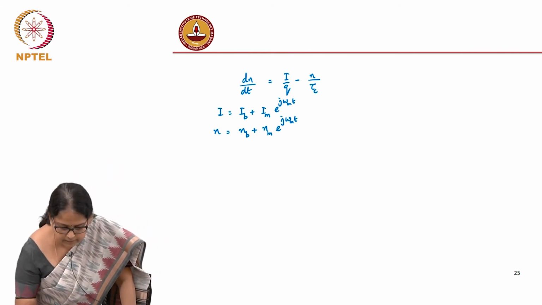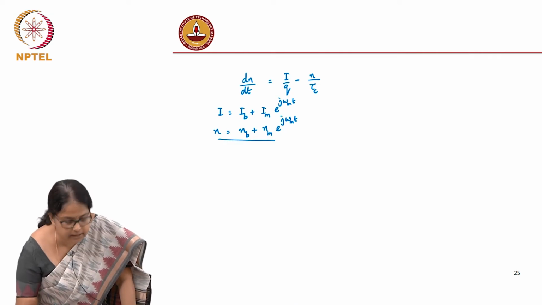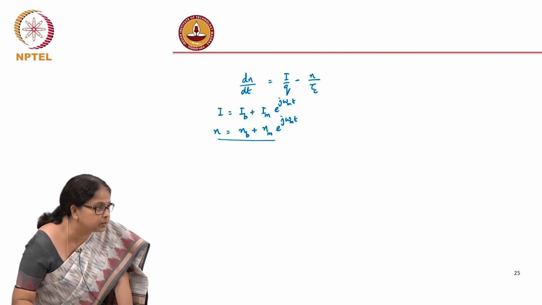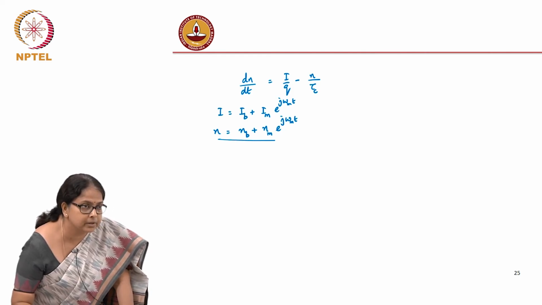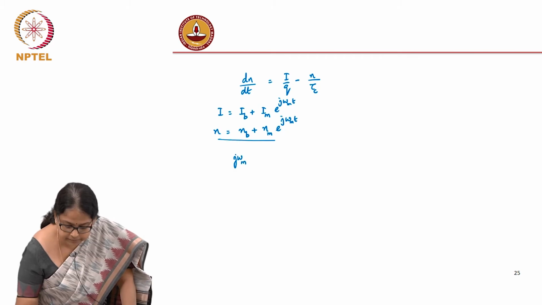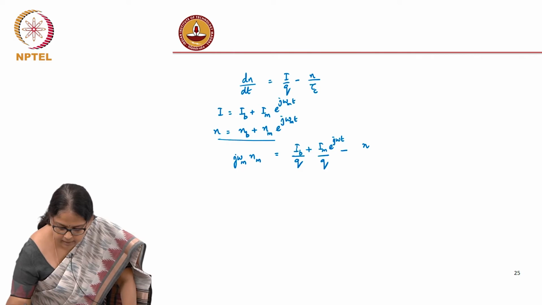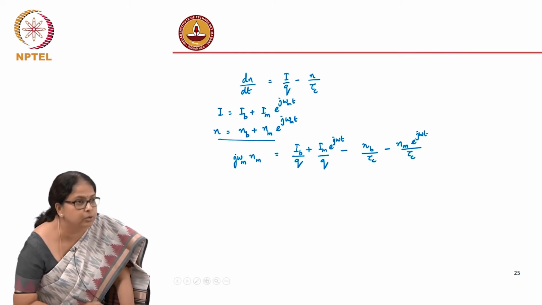And if I substitute this, what happens when you say dN by dt of this? This is a constant, that is a bias current, so there is no derivative. You have Nm j omega m t, and the benefit of harmonic analysis in the complex exponential is derivatives become multipliers. So this becomes j omega m Nm is equal to Ib plus Im e power j omega t, both divided by q, minus Nb by tau c minus Nm e power j omega t by tau c. I have just substituted this.